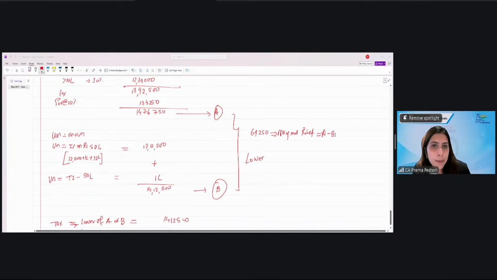Are we clear, students? Okay. So this is how we calculate the marginal relief. Fine. So this is how you can do it for any particular question. Are we getting this particular point? For any question, you will have to do it in this manner itself. Okay. So that is the first part for your individual taxation.